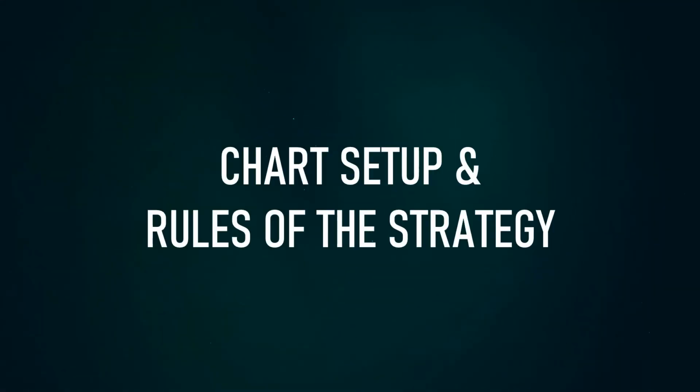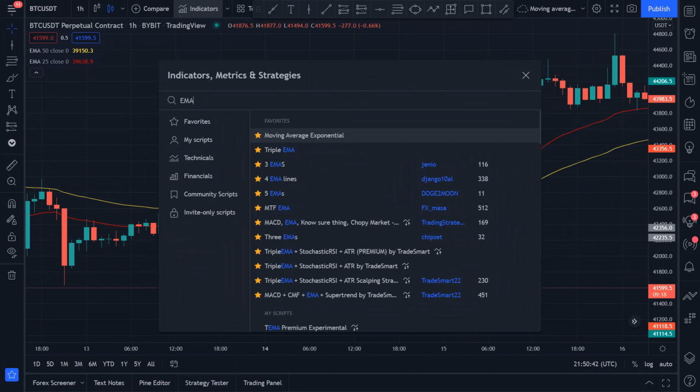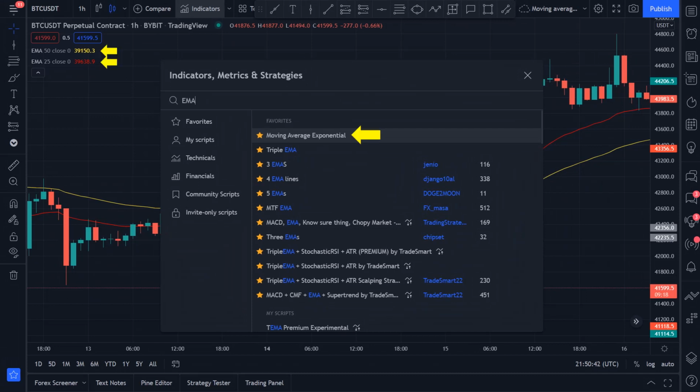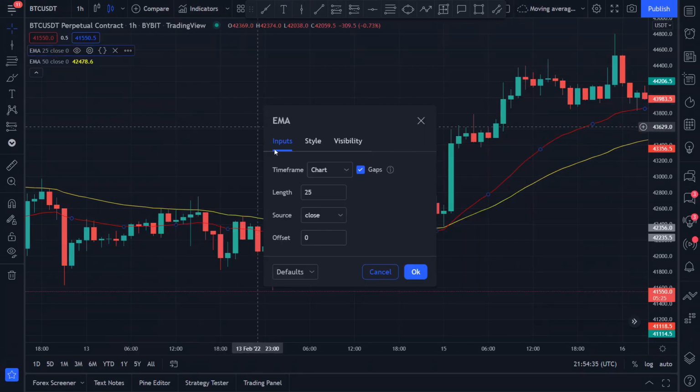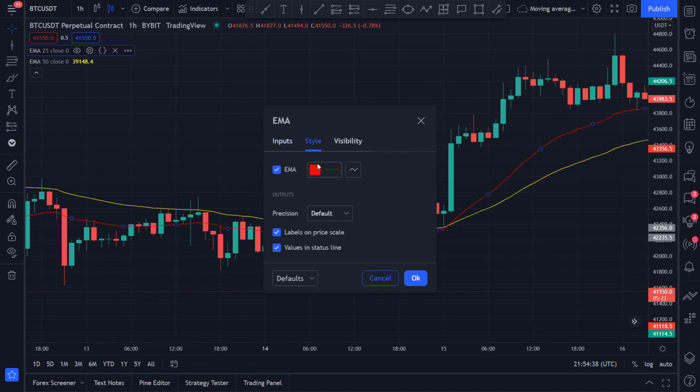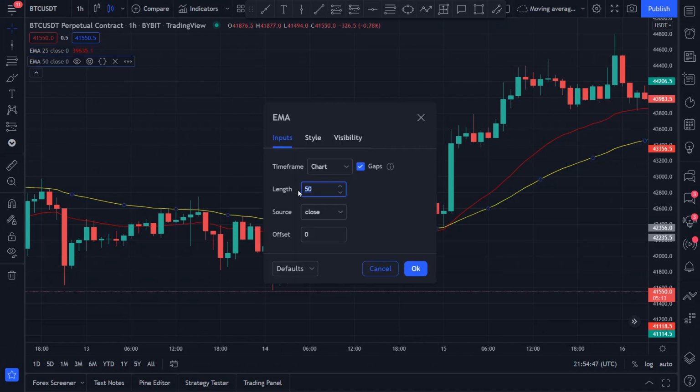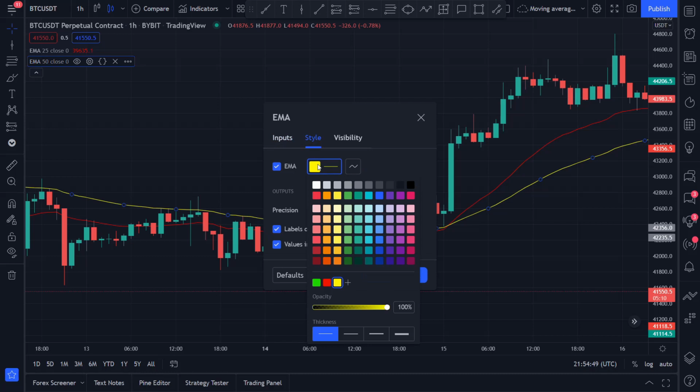And now, let's see the chart setup and the rules of the strategy. I will use the EMA to demonstrate the strategy, so set up 2 EMAs. Set the first one to a 25 length and set its color to red. Now click on the second EMA and set its length to 50 and color it yellow.